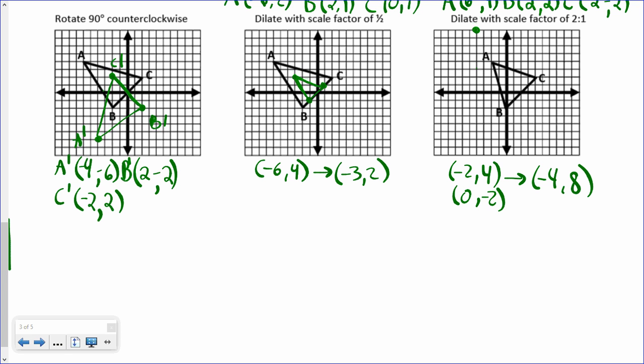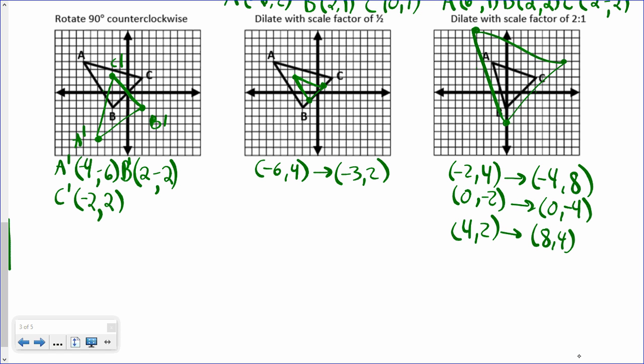Point B is at 0, negative 2 originally. I want my new point to be 2 times as big as that. So what would that be? 0, negative 4. Remember that 0 times anything is still 0. So we got negative 4 right here. And that C is at 4, 2, which would become 8, 4. 2, 4, 6, 8, 1, 2, 4. Oh, wait, that's right. 2, 4, 6, yeah, that's right. Ta-da.